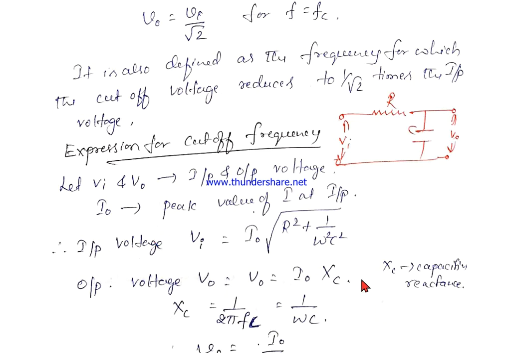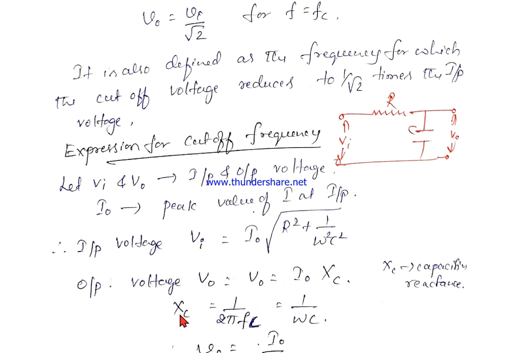In the previous classes we discussed the AC source containing a resistor and capacitor. For that, the voltage across the resistor and capacitor, that will be Vi, will be equal to I0 times square root of R square plus 1 over omega square C square.